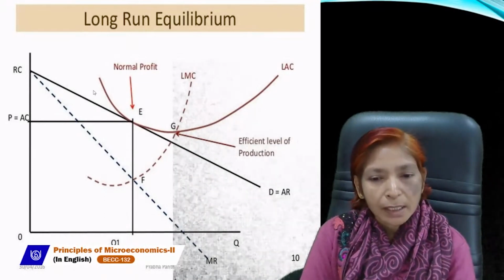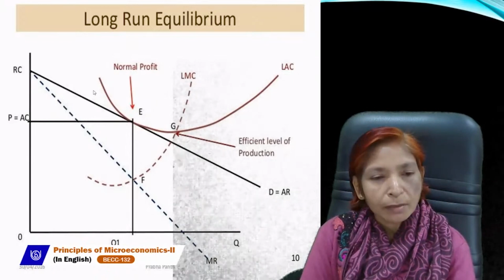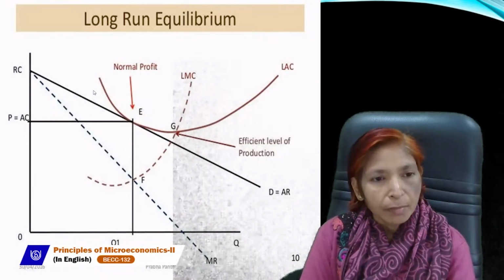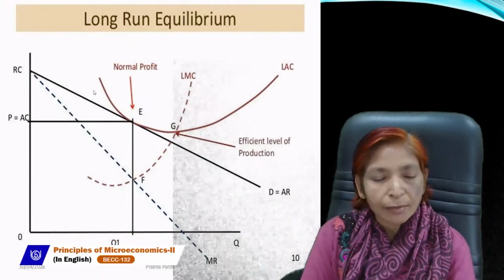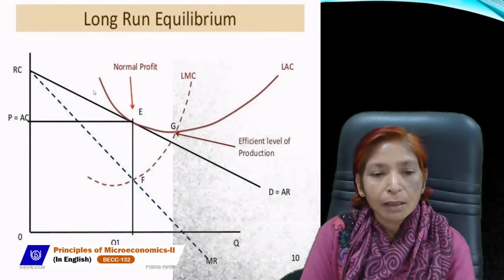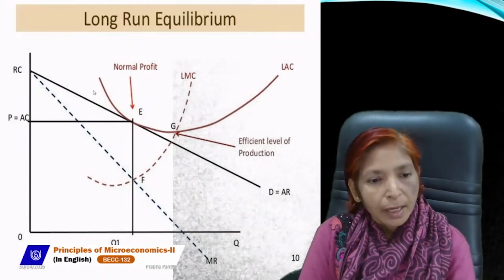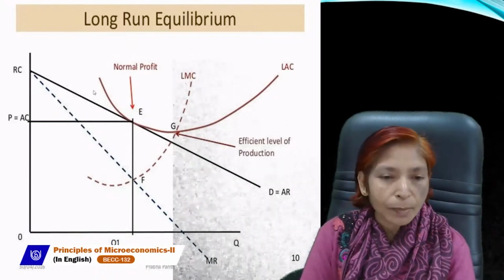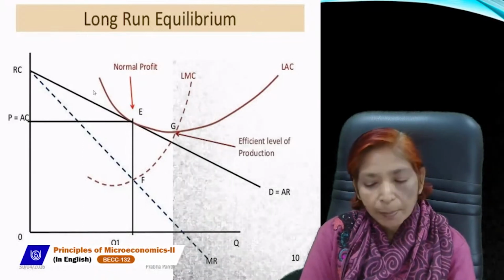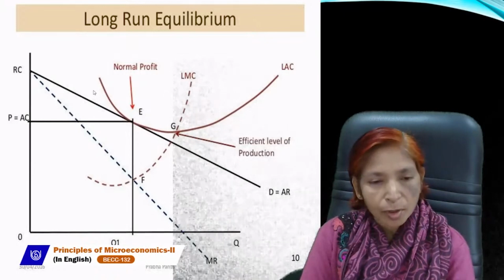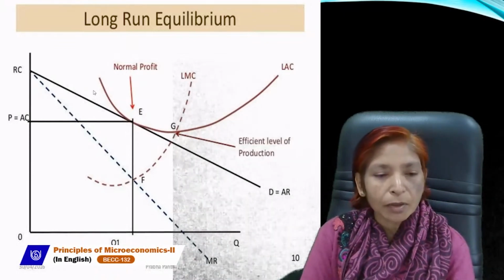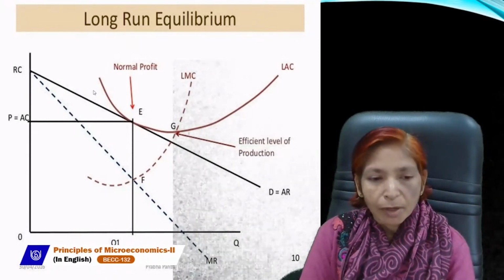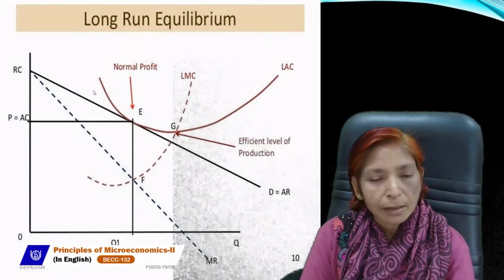First, the LAC curve is a U-shaped curve, and here the LAC curve is tangent to the AR line, because when you want to show normal profit, you must draw the LAC curve tangent to the AR curve. And MC always cuts AC at its lowest point, and it is also U-shaped due to the applicability of the law of variable proportion, because when production in the beginning increases, cost falls. When production is maximum, cost is minimum. When production starts falling, costs start rising.